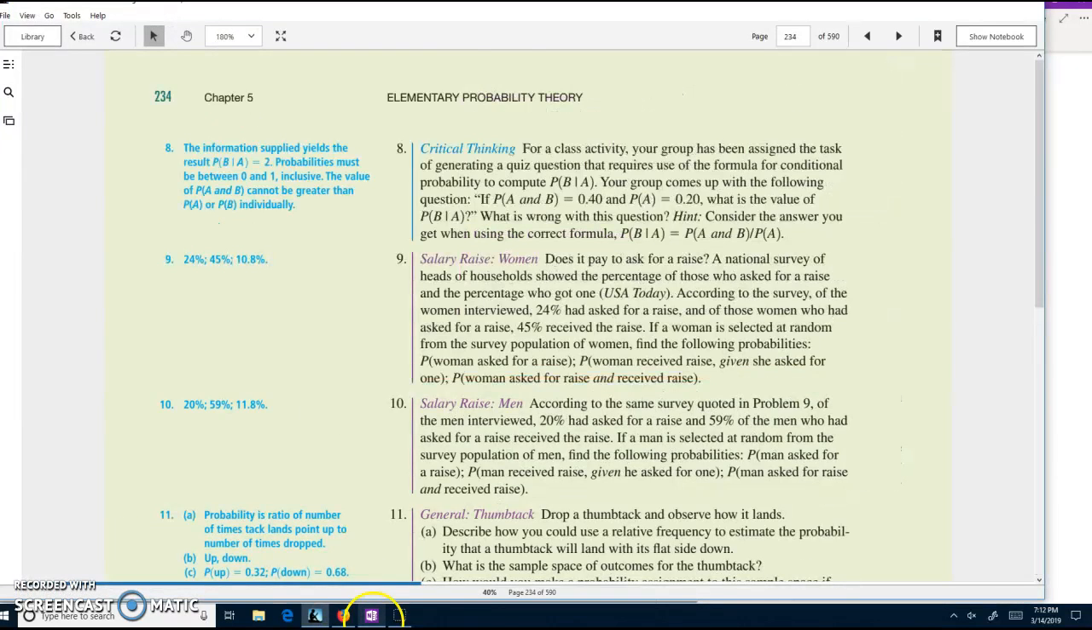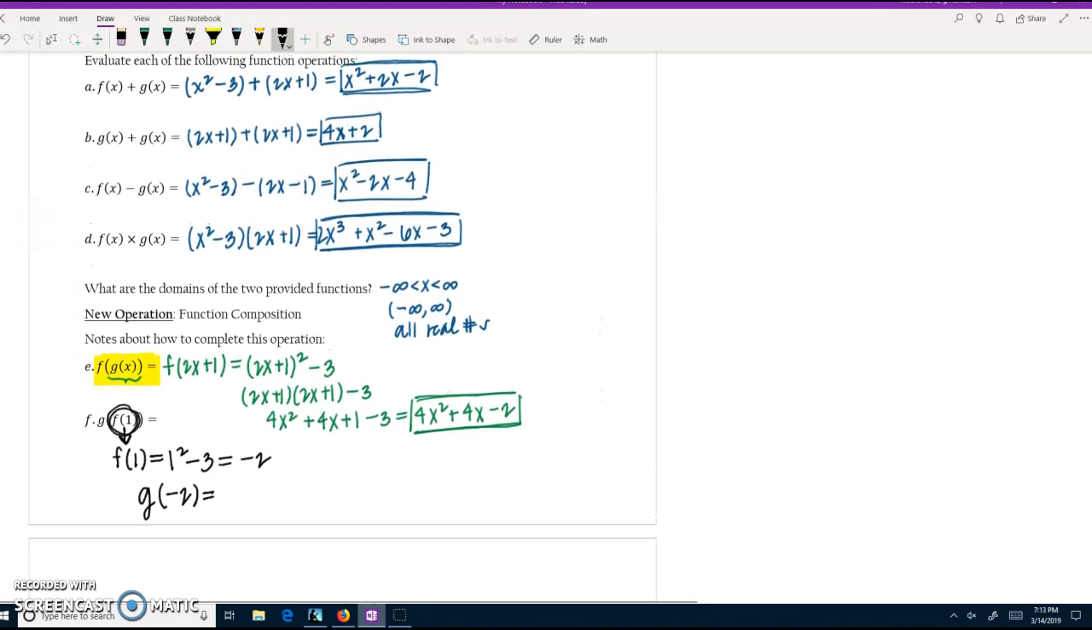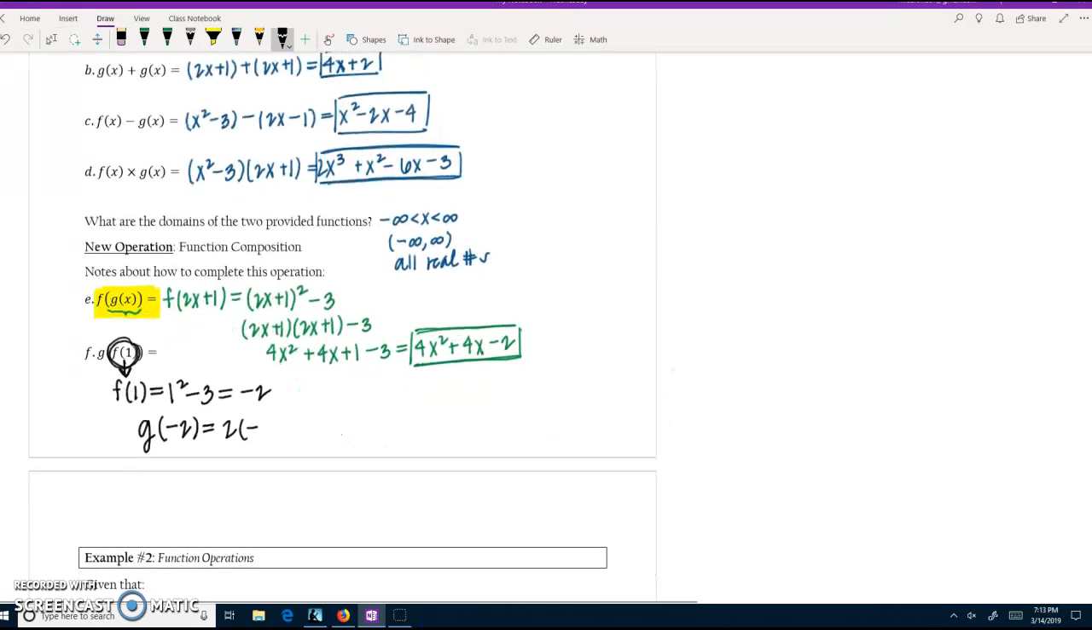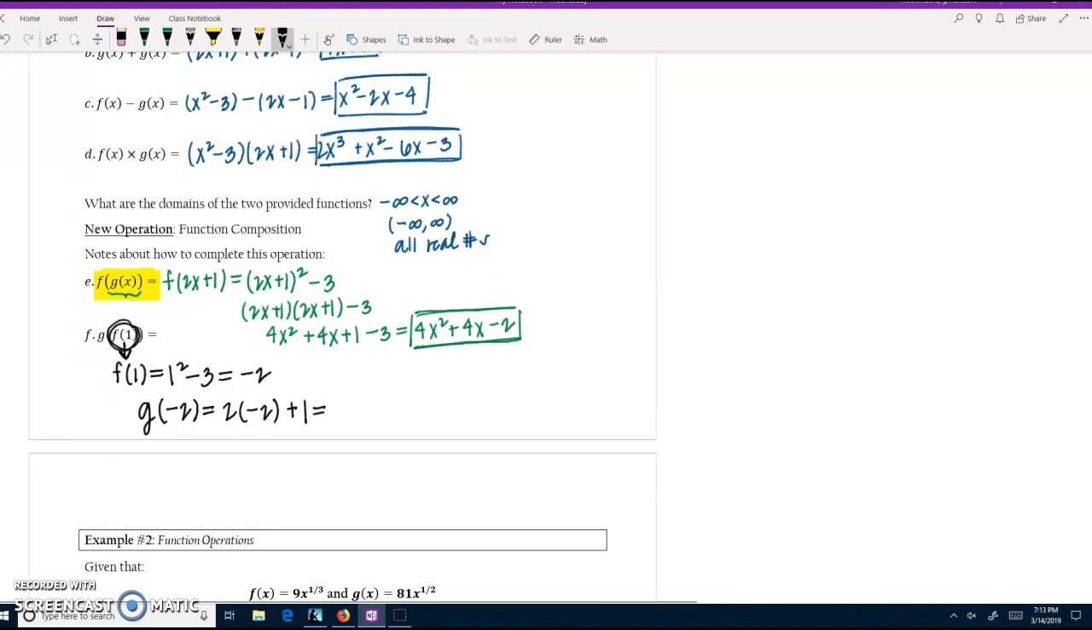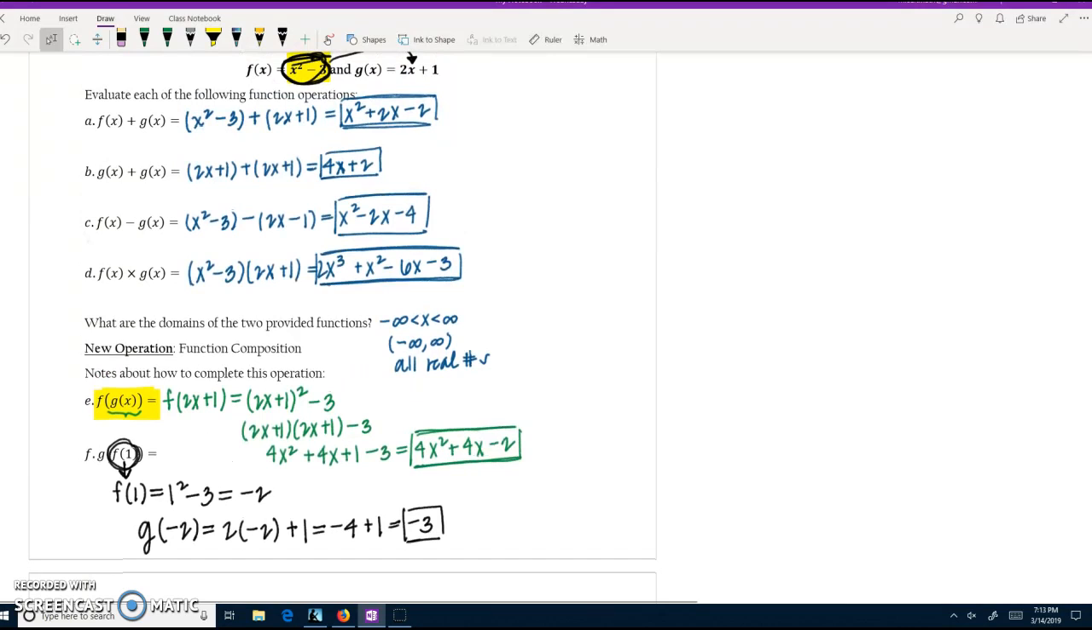If I go to find g of negative 2, what I'm going to do is look at my g function, which is that 2x plus 1, and plug in negative 2 for x, so I'll have 2 times negative 2 plus 1. And so that operation will give me negative 4 plus 1, which is negative 3. And again, that's going to be the same operation that we had before when we had evaluated the entire function by itself. So you can choose either path when it comes to function composition.